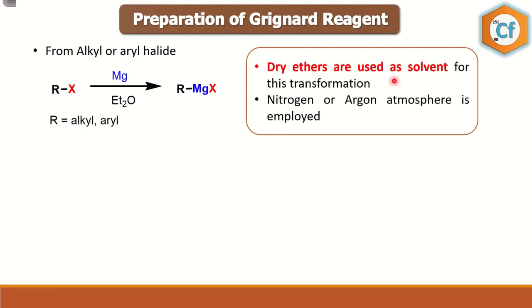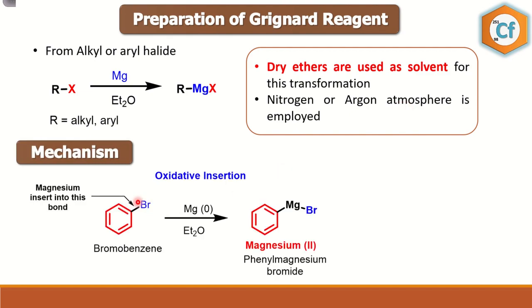So dry ether is used as a solvent because it is capable of dissolving alkyl halide as well as magnesium. After that, we employ a nitrogen or argon atmosphere, as both are inert gases and they do not harm the Grignard reagent or its reactants. Next, we come to the mechanism. So it is an oxidative insertion reaction.